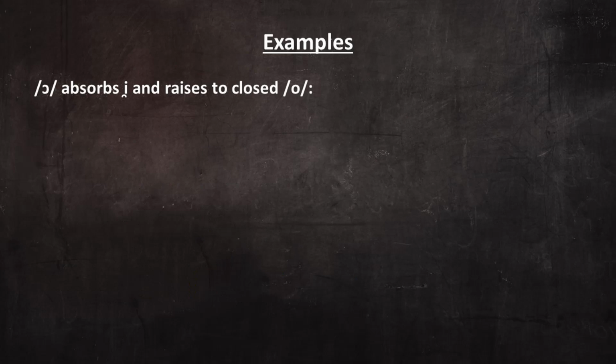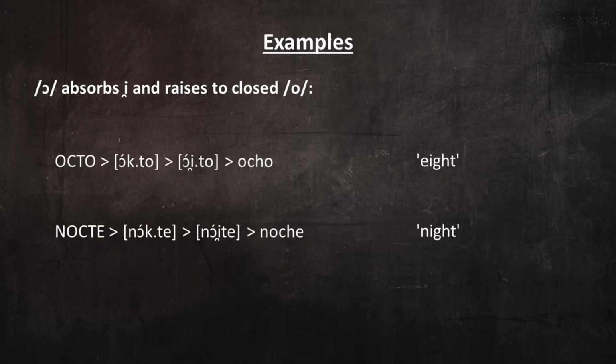Open O absorbs I and raises to closed O. In this example, K vocalizes to I, and then this open O absorbs I and raises to closed O. Octo to oito to ocho. Same situation here with nocte becoming noite and then noche.